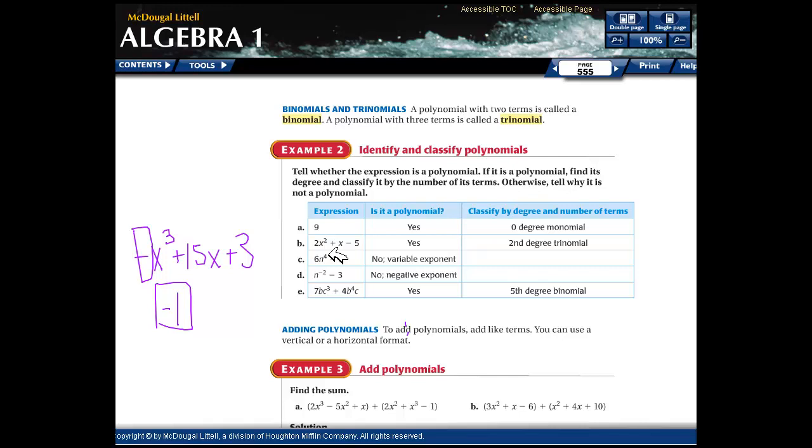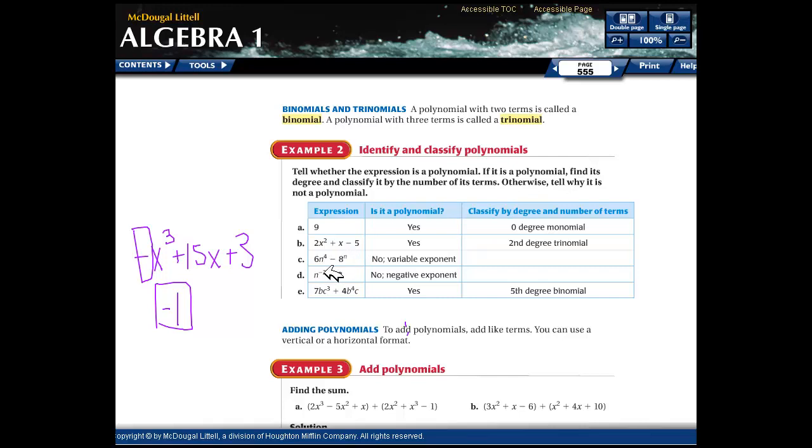So example 2, tell whether the expression is a polynomial. If it is a polynomial, find its degree and classify it by the number of its terms. So first one, it is a polynomial, does not have any letters at all, so it's a 0-degree monomial. This one is, and it is a 2nd-degree trinomial, because there's 3 terms, and it's 2nd degree because the largest exponent, sum of the exponents, is 2. This one is not. If you remember from the first page what was not a monomial, it cannot have a variable exponent.